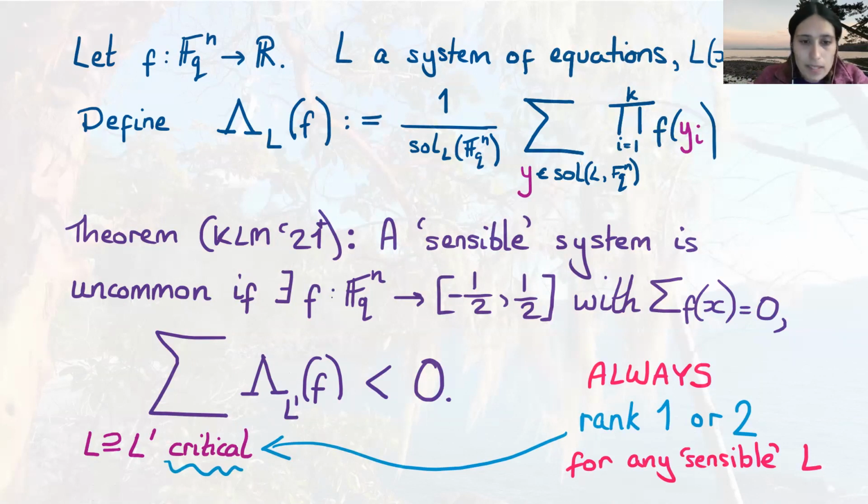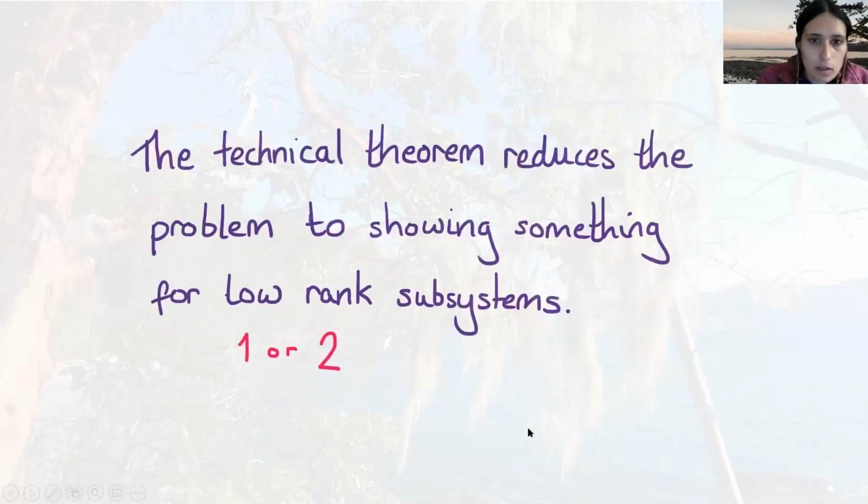So basically our proof proceeds by trying to find some function f that does this, so that the sum over our critical subsystems is negative. So I guess the key useful thing is the fact that we can turn the problem into a problem where we just have to construct a function which does certain things with low rank subsystems. And then we have to make this function.